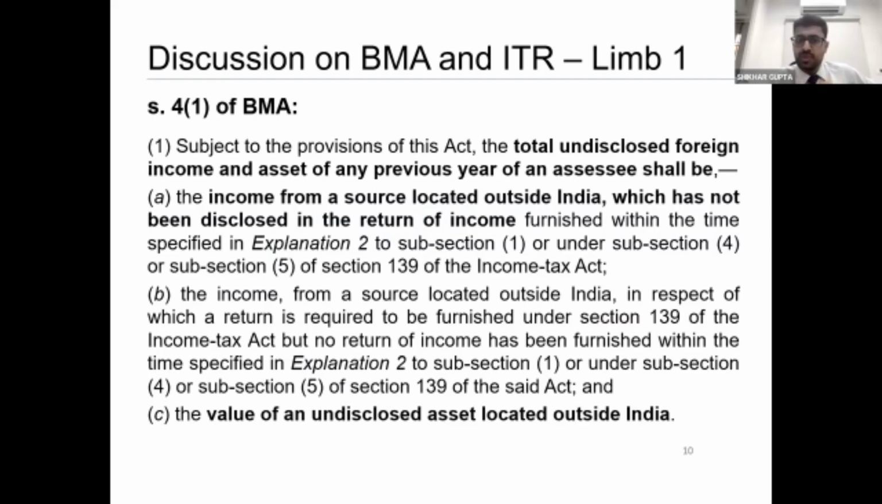इसके लिए मैं सेक्शन 4 को भी एक बार पढ़ना चाहूंगा कि what does section 4 say? Section 4 is a charging provision. Subject to the provisions, the total undisclosed foreign income and asset of the assessee shall be. Please note that subsection clause A में क्या बोलता है? Income which has been not disclosed in the ITR.